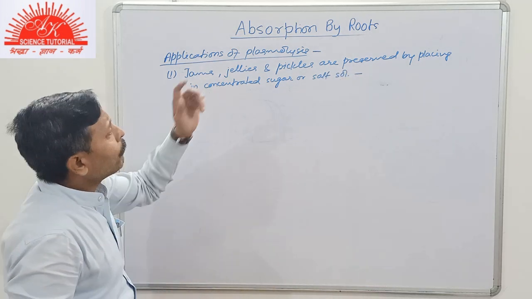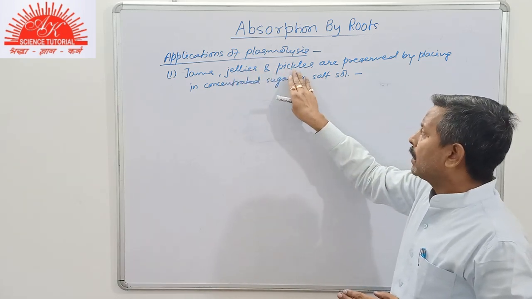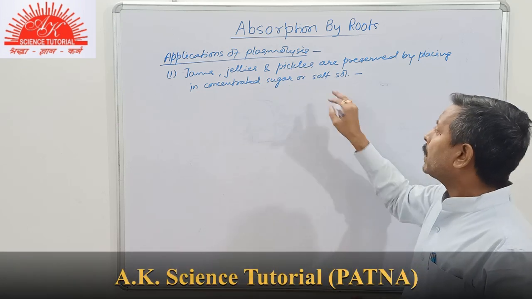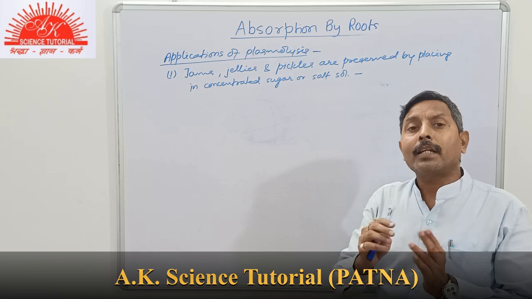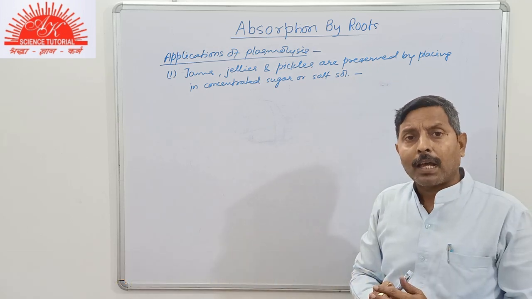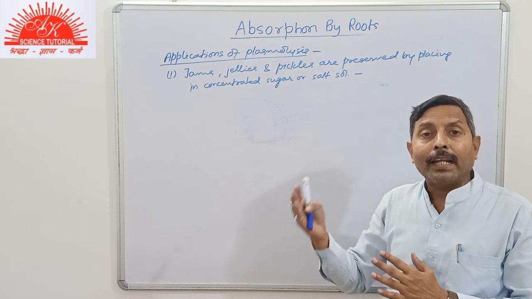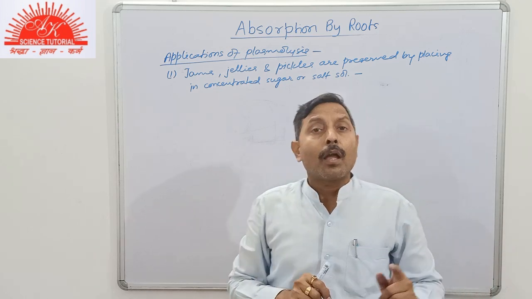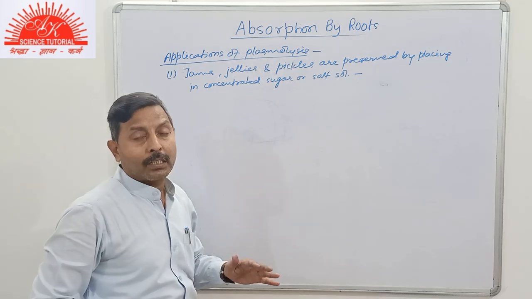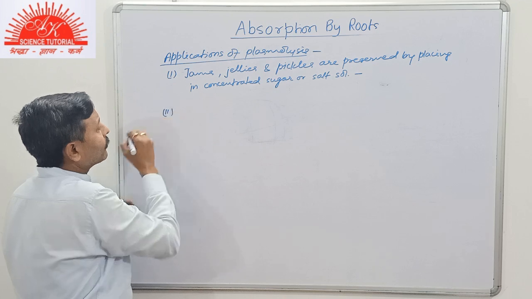Now it is due to plasmolysis, because when jams, jellies and pickles, which contain plant cells, are kept in concentrated sugar and salt solution, then due to exosmosis, plasmolysis takes place and the germ cells are killed or they are not allowed to grow there. So, by the process of plasmolysis, they are preserved from spoilage. Clear, student? Now, we can take another example.